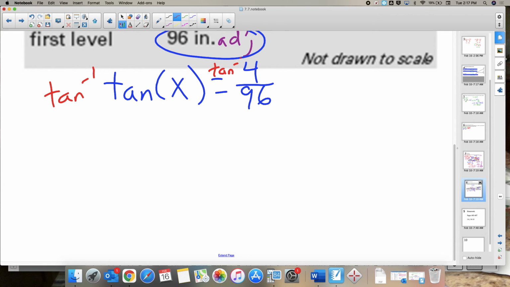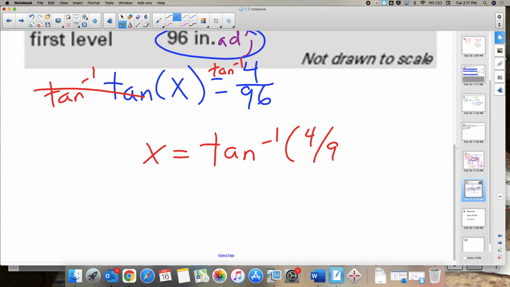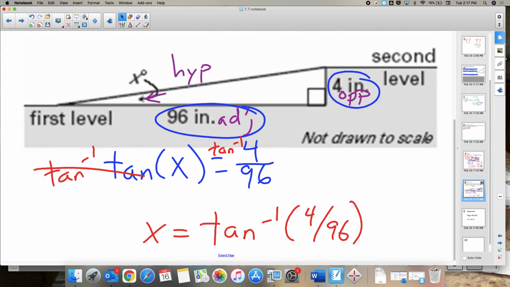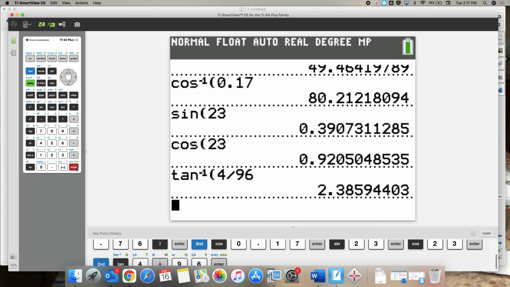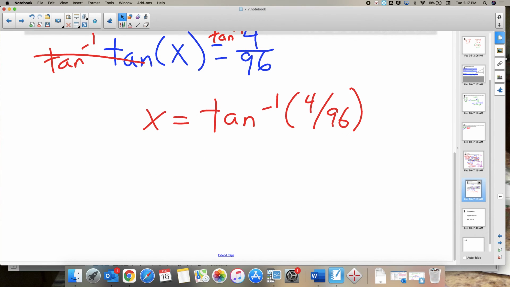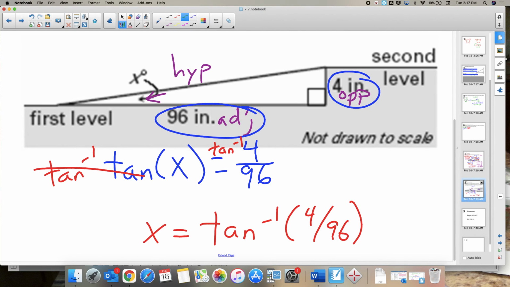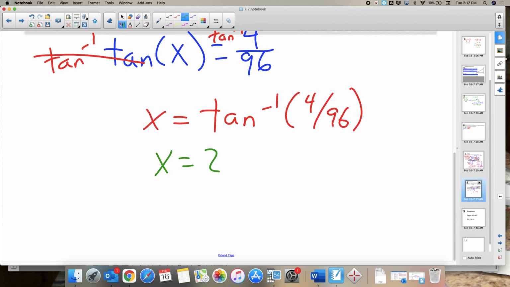This is where we're going to use that inverse feature. These go away, so I have x equals whatever the tangent inverse of 4 over 96 is. So that's what we need to evaluate there. Second tangent of 4 divided by 96, and we get 2.39. So to answer the question, is it under 3 degrees? Yes, it is.